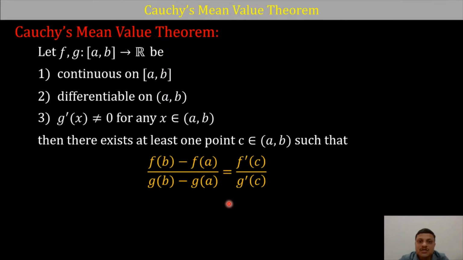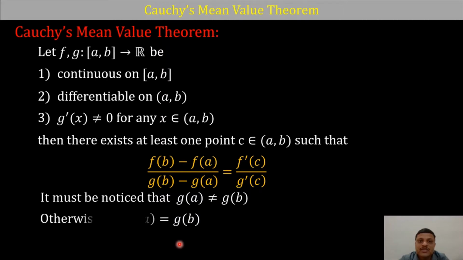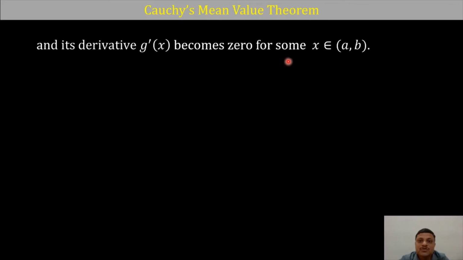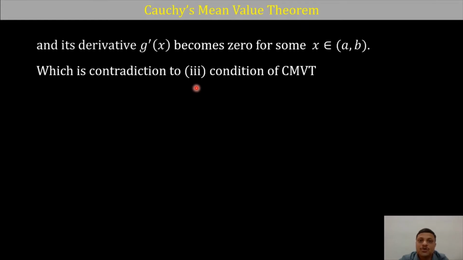This is subject to the condition that the left hand side denominator is not equal to 0, that is g of a is not equal to g of b. Suppose this g of a is equal to g of b, then what will happen? So g of x will satisfy all the conditions of Rolle's theorem, and therefore there exists at least one point, say x is equal to c, belongs to the open interval (a, b) such that g dash of x becomes 0. Which is a contradiction to our third condition of CMVT, and therefore g of a must not be equal to g of b.